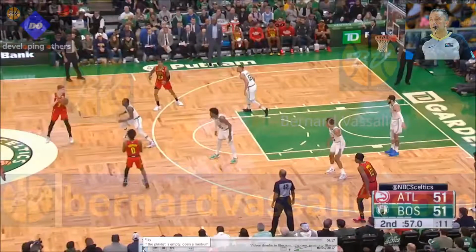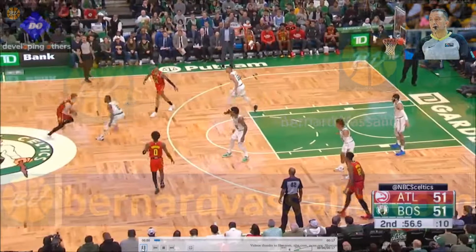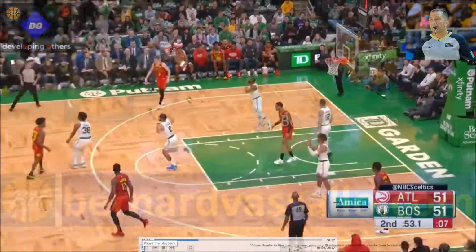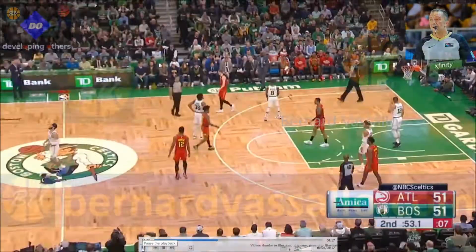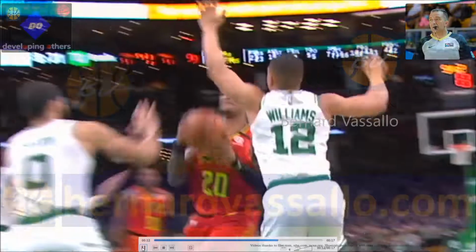In the second instance, we're going to see what looks like a similar action, but is a foul. Let's see first the action. Player 20 penetrating, contact by Tatum, deemed a foul. Let's see now the replay from behind. First we watch the replay and then I will explain.